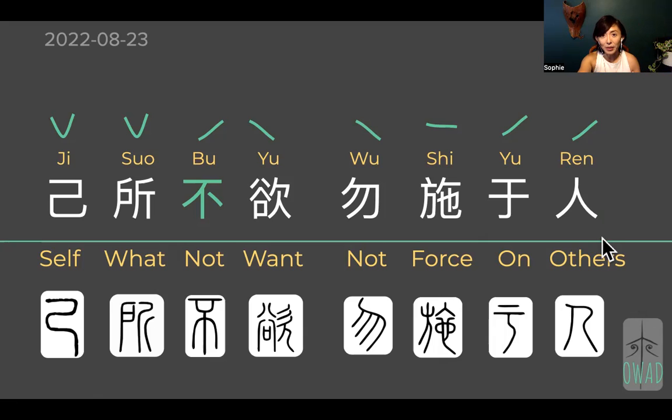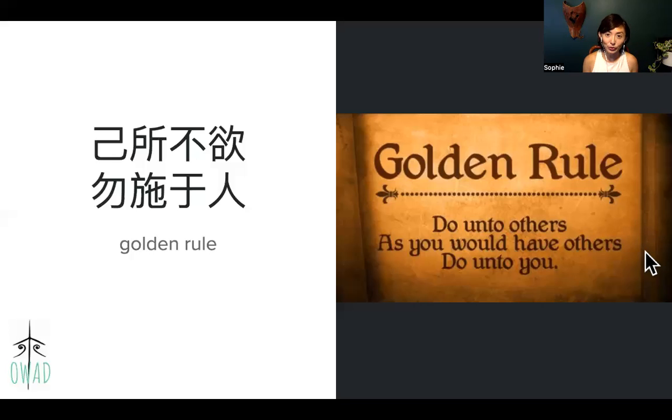So this 人 means other people other than yourself, because the first phrase 己所不欲 is about yourself. And then the second sentence is about others. So whatever you don't want for yourself, do not flag down, right? Execute or force it onto other people. So that's the Chinese golden rule.